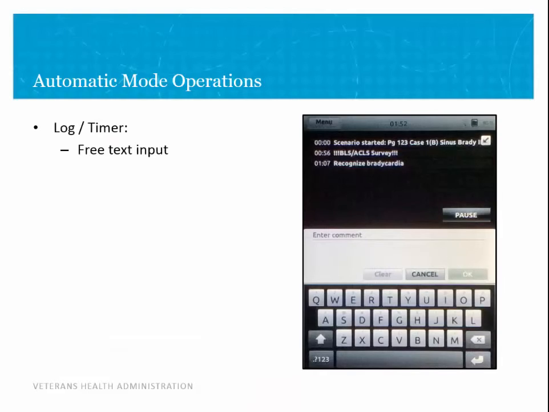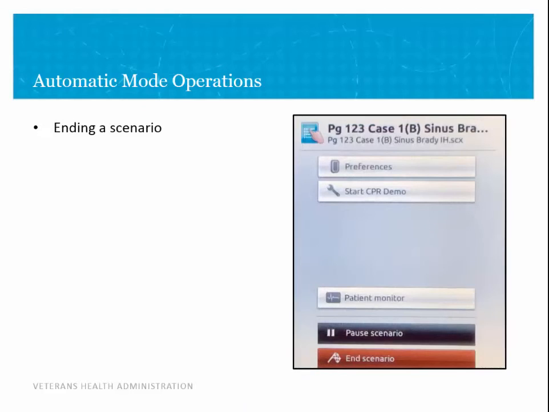For instructor input, selecting the keyboard will allow for a free text entry that's time-stamped within the scenario timeline. After input, select OK, then the menu icon to return to the scenario screen. To end the scenario, select the menu icon located at the top of the screen. The window will allow you the option to pause or end the scenario.